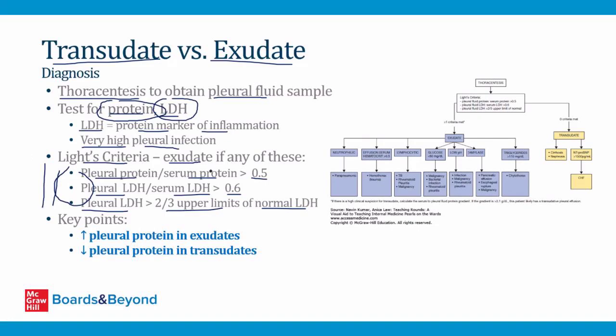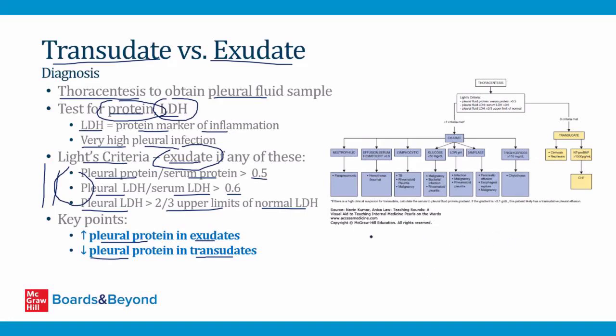And when there's a lot of protein in the pleural fluid, as we've already discussed, that indicates an exudate. And so the key points to remember about how to distinguish transudates from exudates is that you have very high pleural protein in exudates because the capillaries are leaky and they're letting protein escape. And you have very low pleural protein in transudates because the capillary permeability is normal, and that keeps proteins in the capillary fluid and only allows fluid to pass into the pleural space.